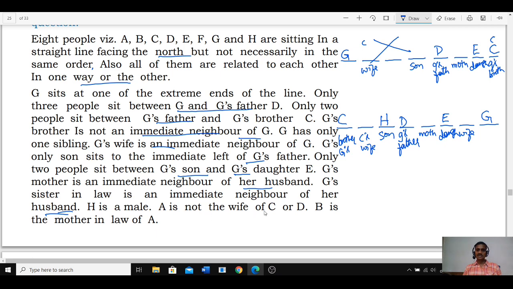And A is not the wife of C or D. A cannot be here, A cannot be here. A is not the wife of C, A is not the wife of D. Hence A must be the wife of whom? A must be the wife of G.